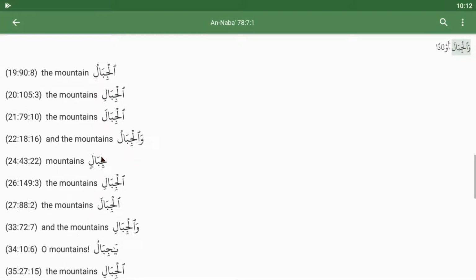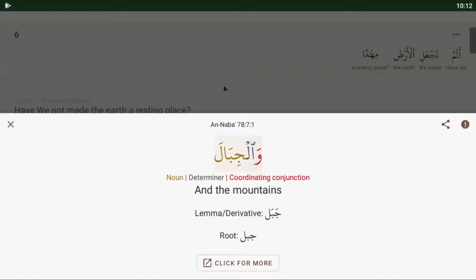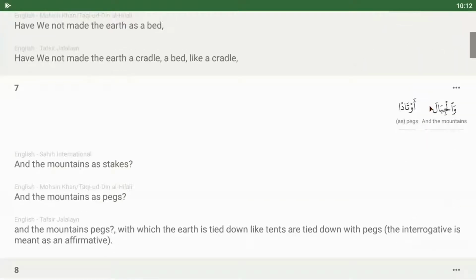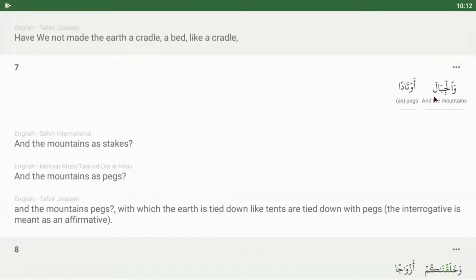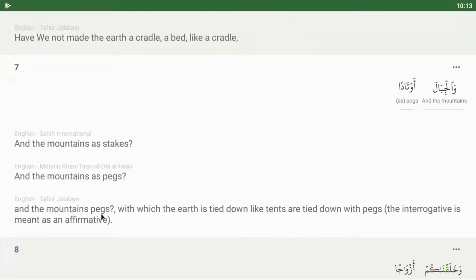Because He created such big mountains, and people who have gone to the mountains know about those, so wonderful, majestic. Wal jibal, jabal, the plural is jibal. Allah is the creator of the mountains also. Wal jibal awtada, as pegs. What is awtad? Pegs, the mountain pegs with which the earth is tied down, like tents are tied down with pegs. The interrogative is meant as an affirmative.